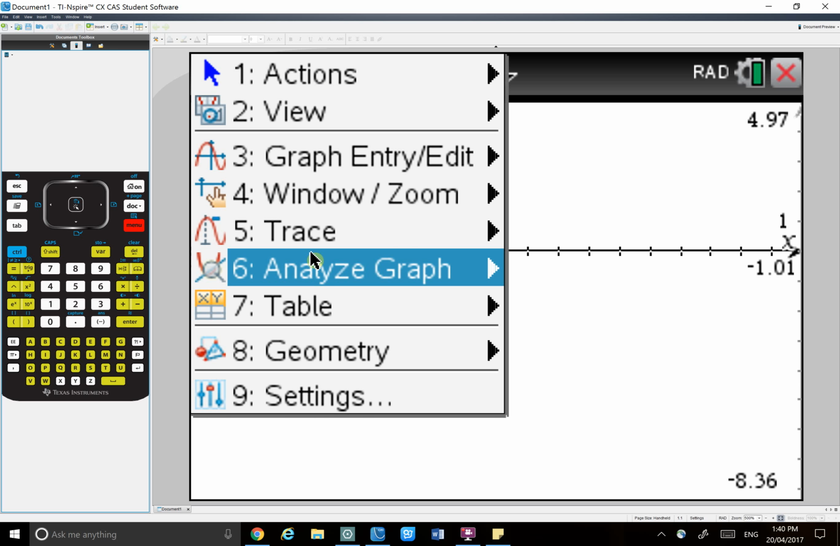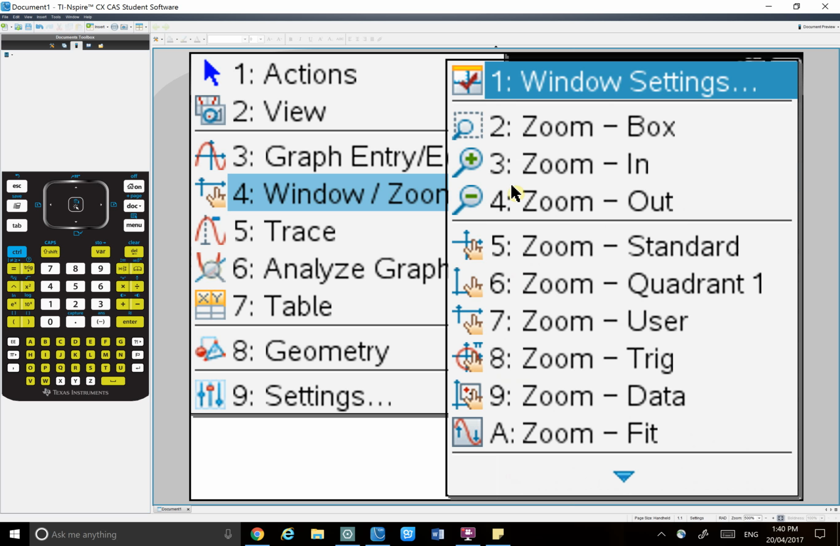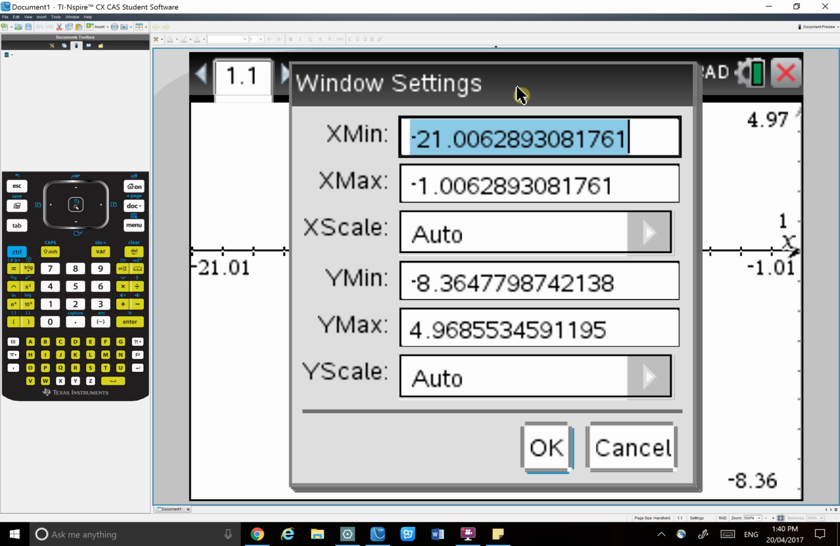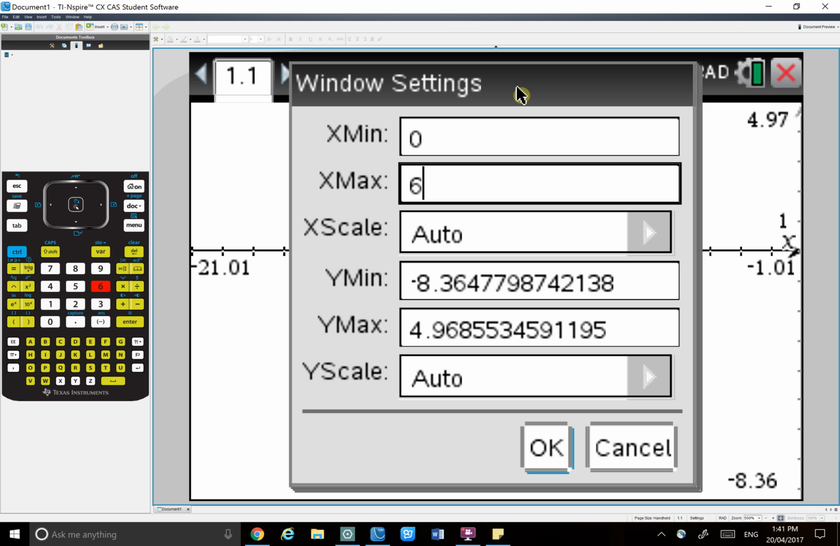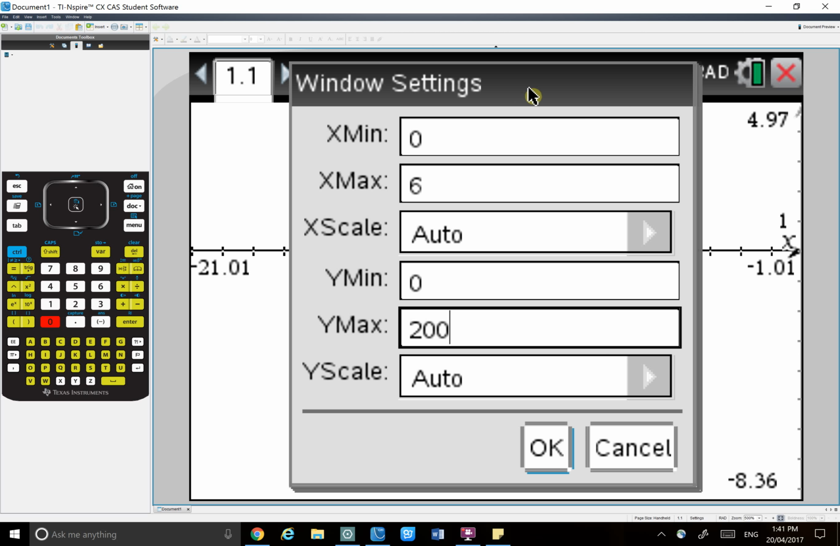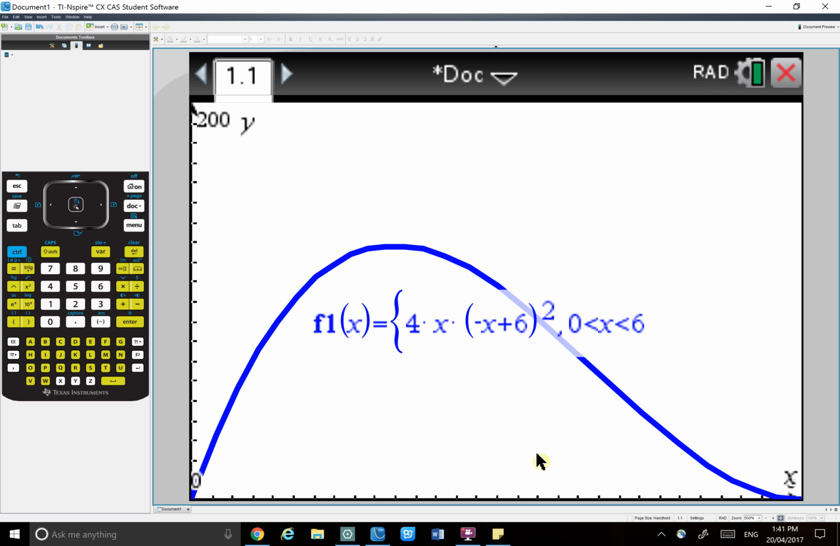So menu number 4, window and zoom. Go to window settings. What is your x? Your x is in between 0 and 6, so I will put 0 and 6 here for minimum and maximum. What's the y minimum? Your volume cannot go below 0, so I'll put 0 as a reasonable value. I don't know what the maximum is, but the previous question asked you to solve 100. You can achieve 100, which means this number must be greater than 100. I don't know how large that is, but I'll put 200. And I have a quite reasonable graph here, and there's a turning point here.